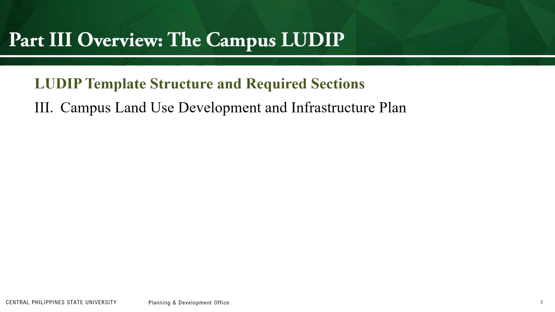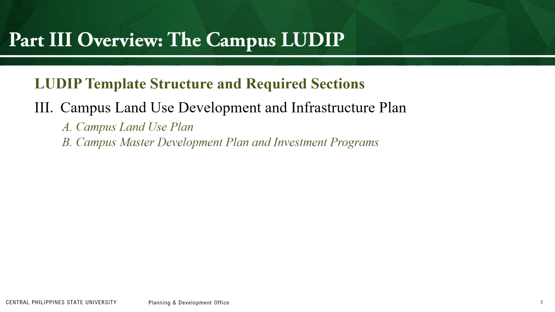It's organized into 3 subgroups plus 4 foundational sections at the top. The 4 foundational sections, sections 3.1 through 3.4, establish your strategic direction before the specific plans begin. Then come the 3 plan groups. Group A, the Campus Land Use Plan. Group B, the Campus Master Development Plan and Investment Programs. Group C, the Site Development Plan. Let's walk through all of them.